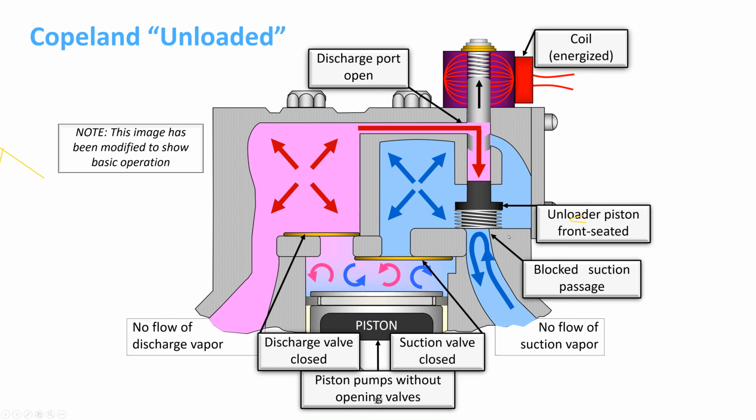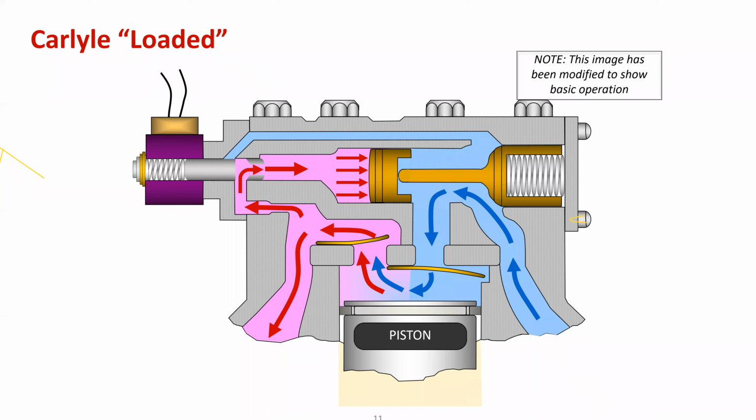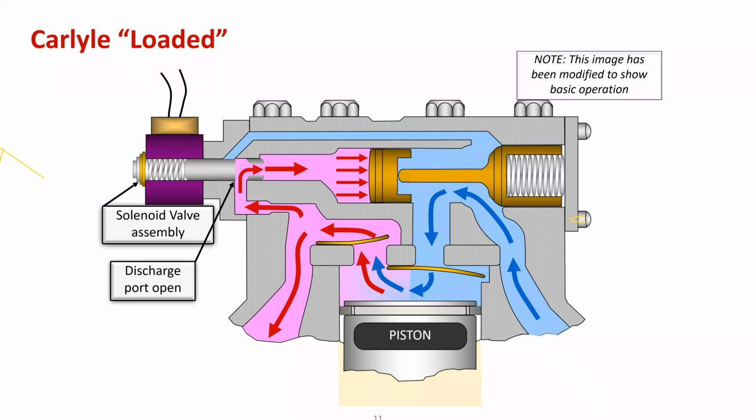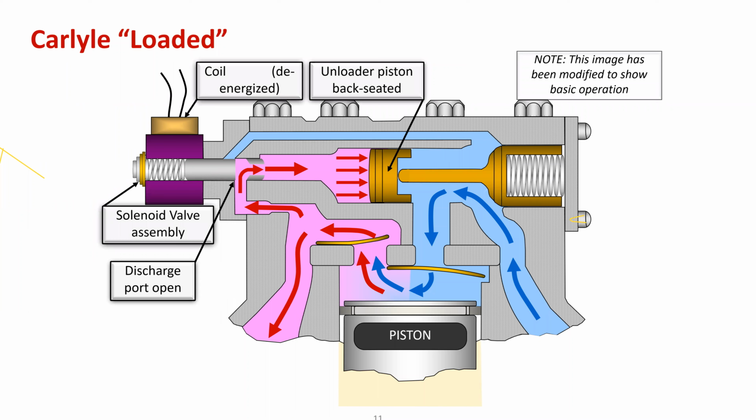Okay, let's move on and we'll see what goes on inside of a Carlyle. So here's a Carlyle, and it's just like the Copeland, but their valve structure and the effective mechanics inside are just a little bit different. So with a Carlyle running fully loaded, we have the same components. Cylinder, the unloader solenoid is de-energized, so it defaults to fully loaded operation. Unloader piston is back seated.